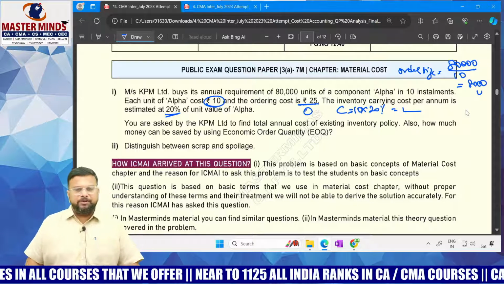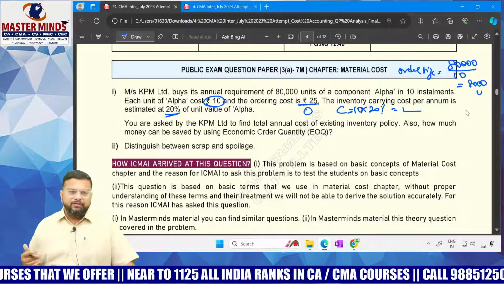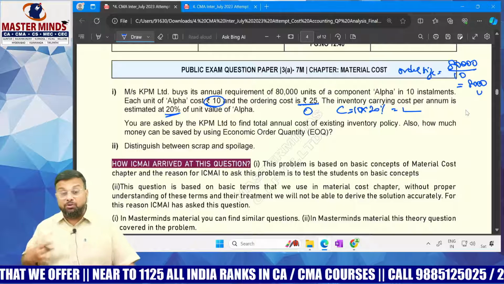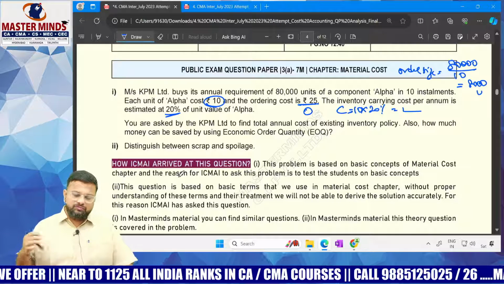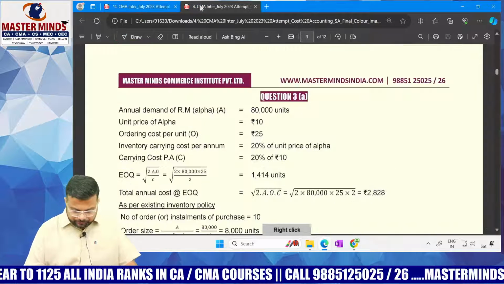Next, distinguish between scrap and spoilage. Scrap means loss of units which are physical and quantifiable. Spoilage means finished goods which are not as per the standard. There's a difference between the two.